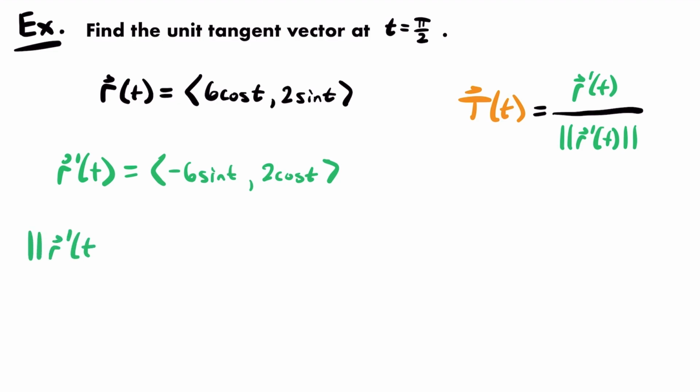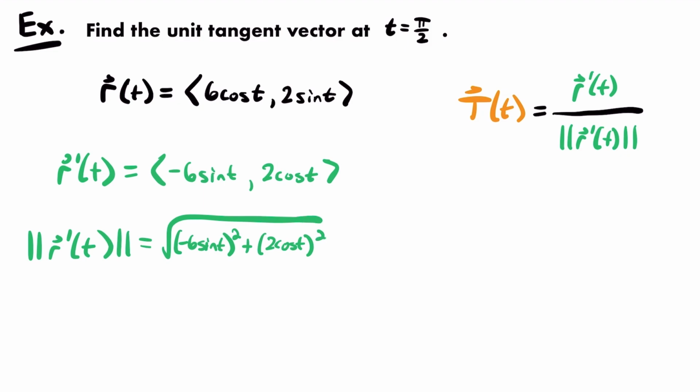We're going to take the magnitude of r prime of t, and remember, to find the magnitude of a vector, you take the square root of the sum of the components squared. So we'll have negative 6 times sine t squared plus 2 times cosine t squared. All right, so now let's put these two things together and create a unit tangent vector.